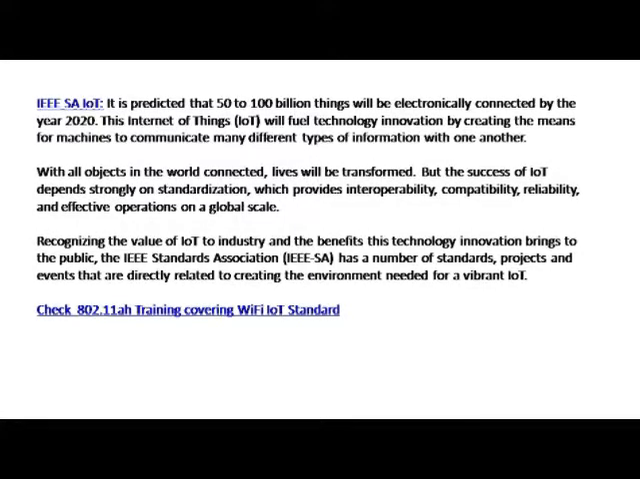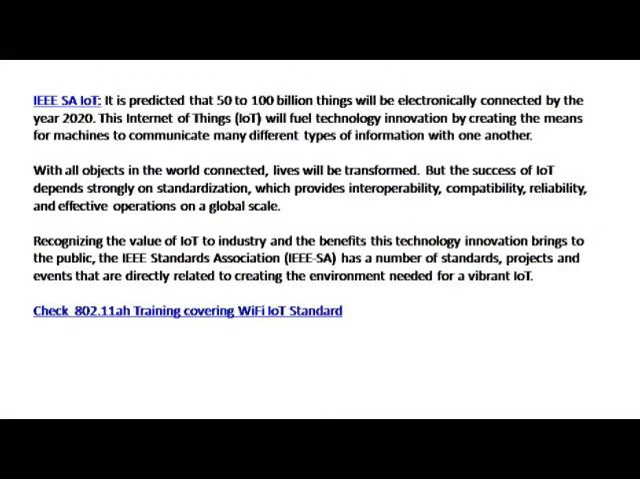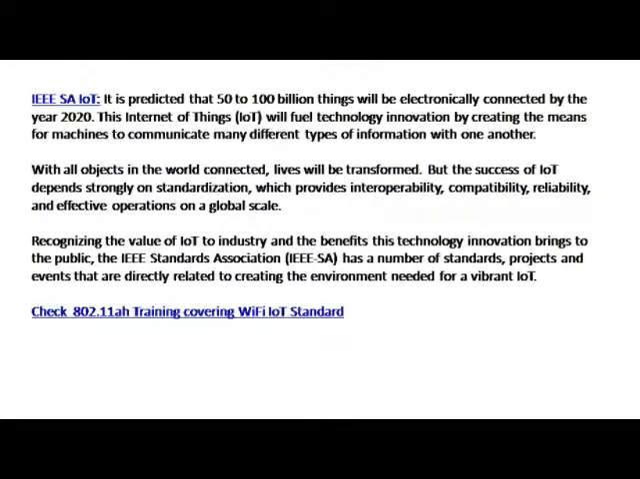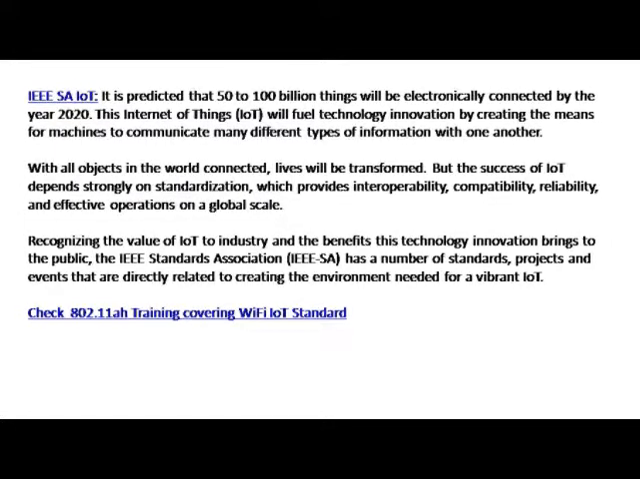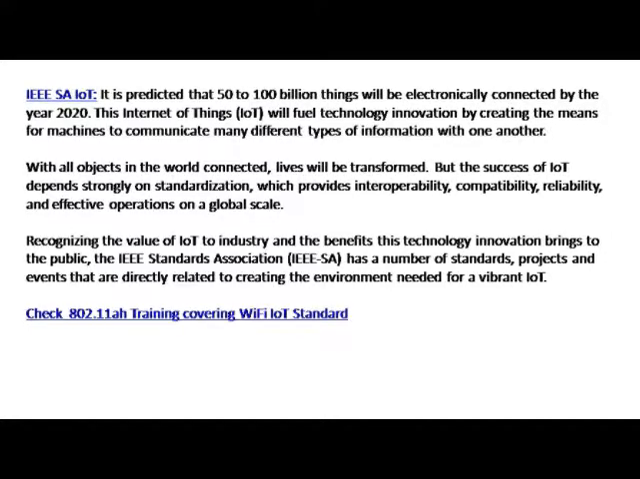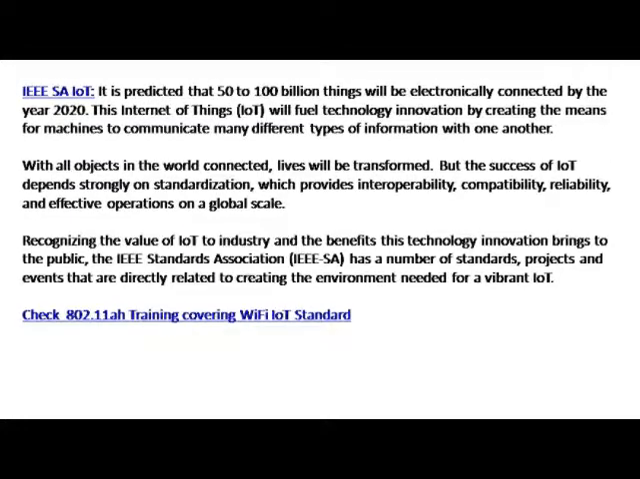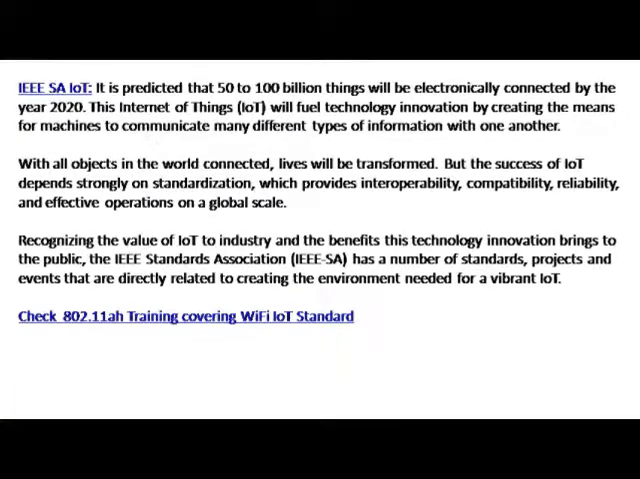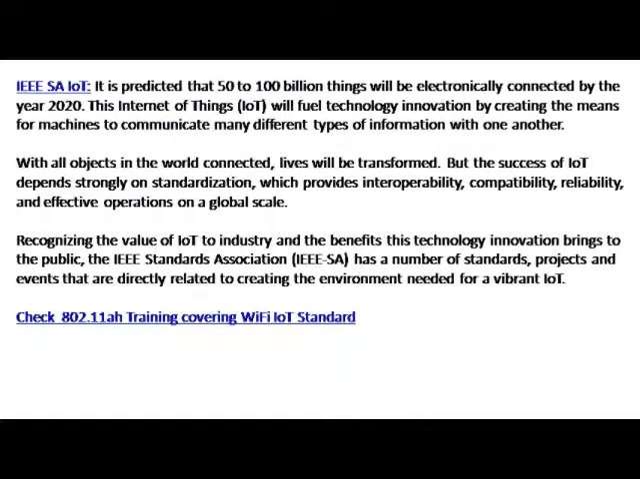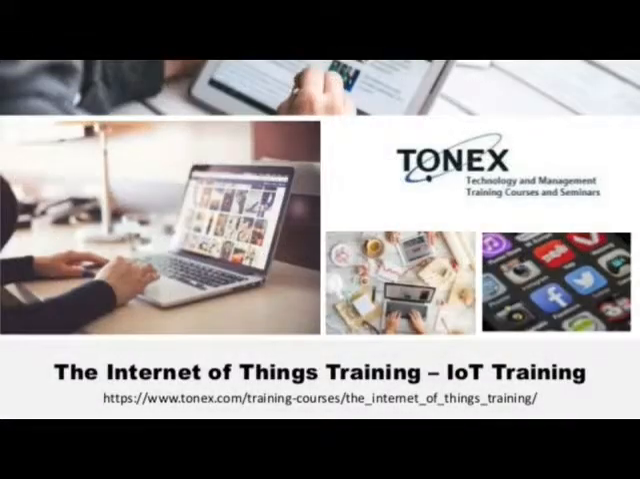IEEE IoT. It is predicted that 50 to 100 billion things will be electronically connected by the year 2020. This Internet of Things, IoT, will fuel technology innovation by creating the means for machines to communicate many different types of information with one another. With all objects in the world connected, lives will be transformed. But the success of IoT depends strongly on standardization, which provides interoperability, compatibility, reliability, and effective operations on a global scale. Learn more about the Internet of Things training, IoT Training by TONEX.com.